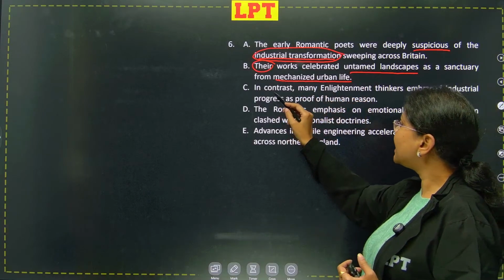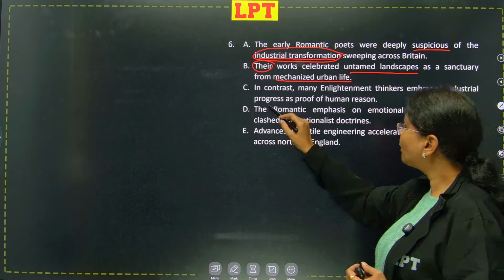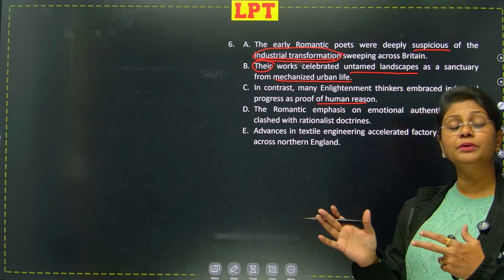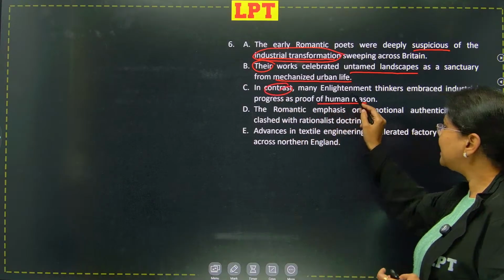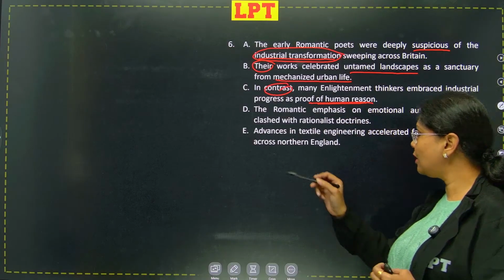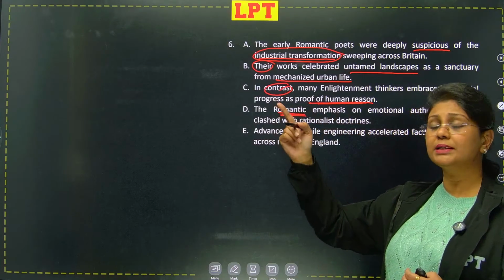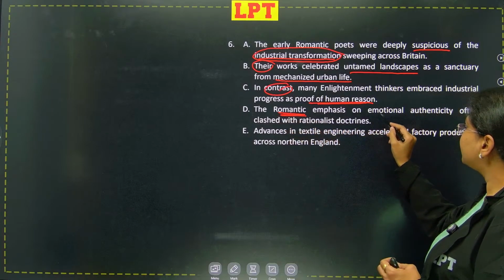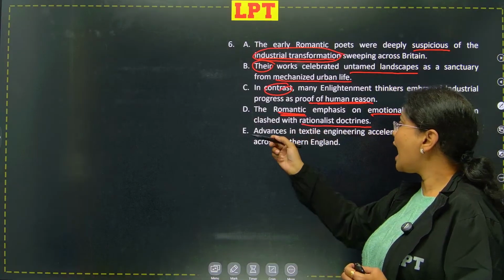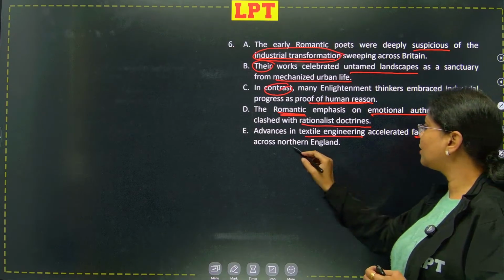All right. He says, in contrast, many Enlightenment thinkers embraced industrial progress as proof of human reason. Now, this talks about a contradictory point. It talks about contrast. All right. He says the romantic emphasis, so this talks about the romantic poets per se. So, the romantic emphasis on emotional authenticity often clashed with rationalist doctrine, and he says advances in textile engineering accelerated factory production across northern England.